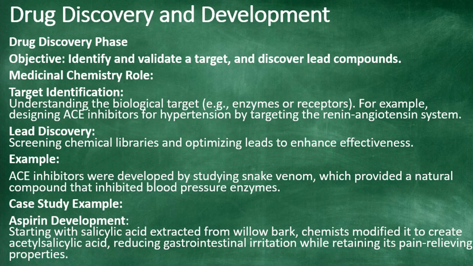Now, let's look at a case study to make this even clearer. Have you ever wondered how aspirin was developed? Chemists started with salicylic acid extracted from willow bark, an age-old remedy, but salicylic acid was harsh on the stomach, so they modified it into acetylsalicylic acid. The result? A pain reliever that's effective and much gentler on the stomach. Pretty cool, right?